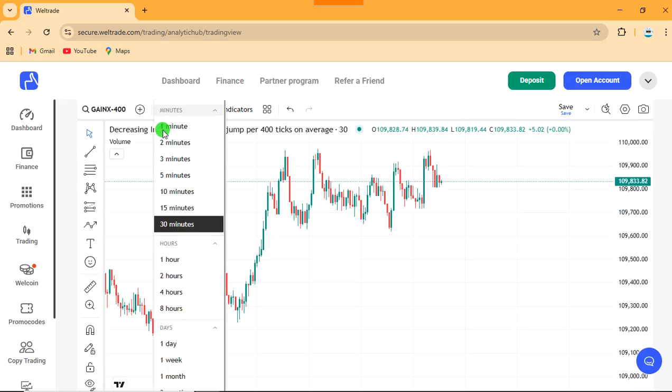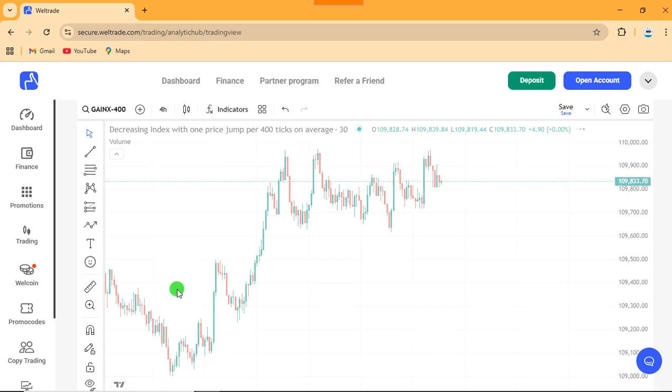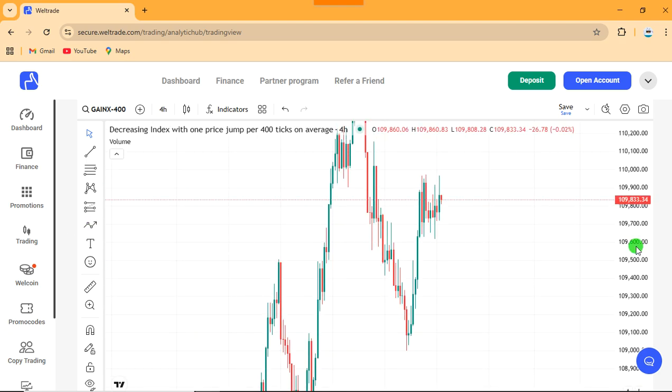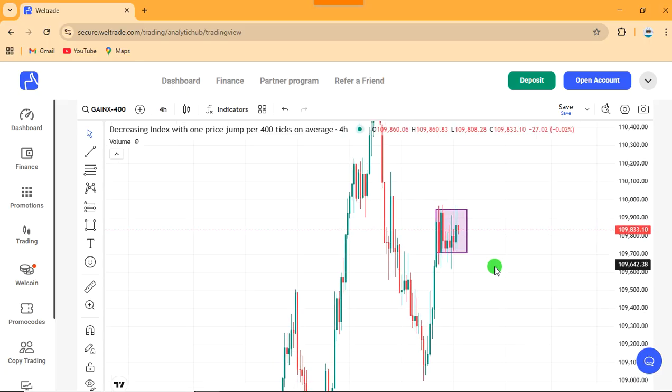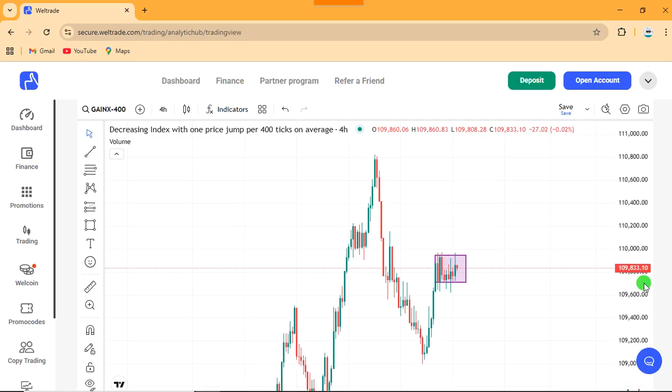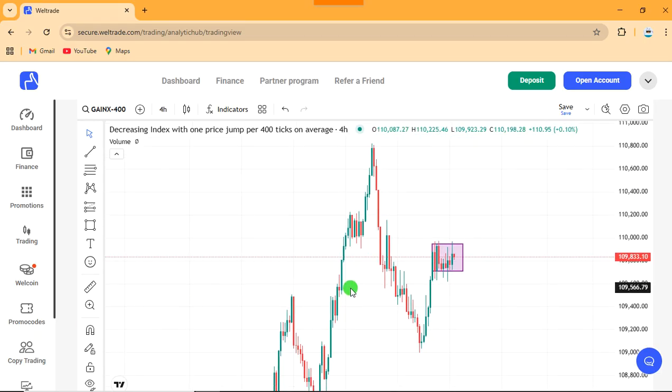That said, going straight to gain 400 H4. Okay, and of course, as usual, we'll be marking out the structures, which is the recent levels. Now I can see this zone right here, but let me just mark it fully so it will be a bit clearer for you to see that. This is the market moving in this zone. So what I want to see now is a breakout of that range.